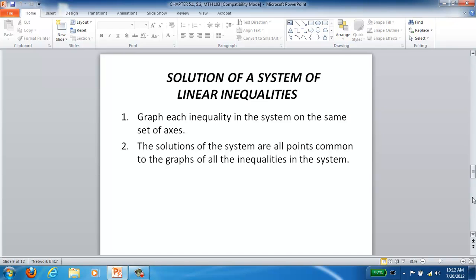Solution of a system of linear inequalities. Graph each inequality in the system on the same set of axes. The solutions of the system are all the points common to the graphs of the inequalities in the system. We are looking for common or overlapping regions here.